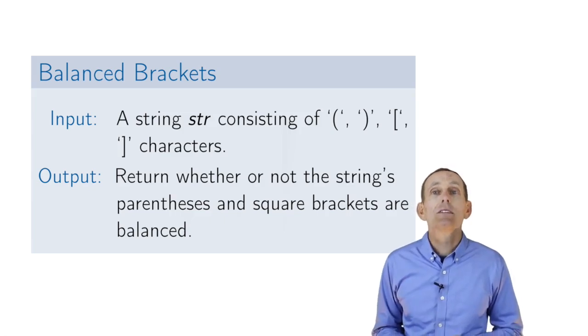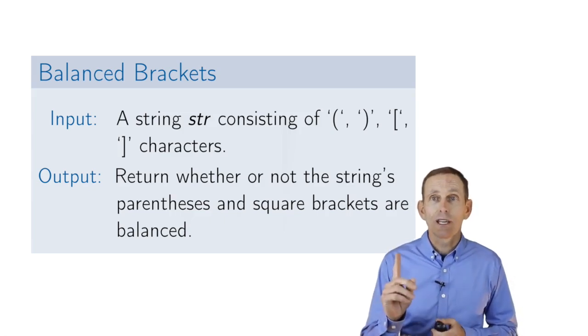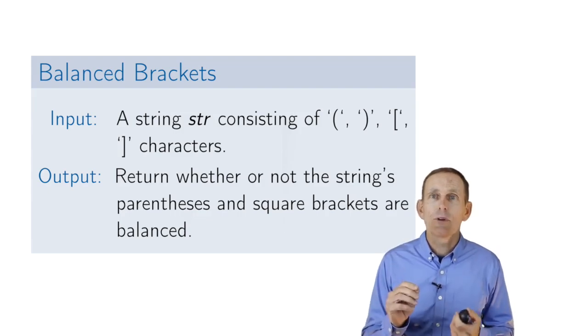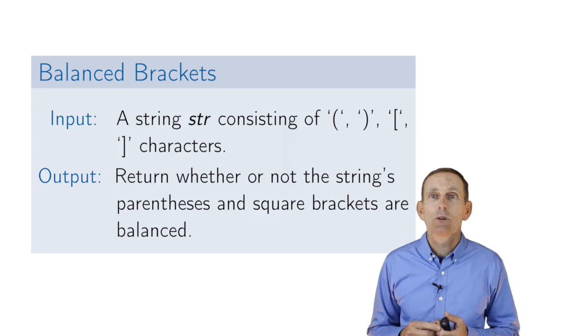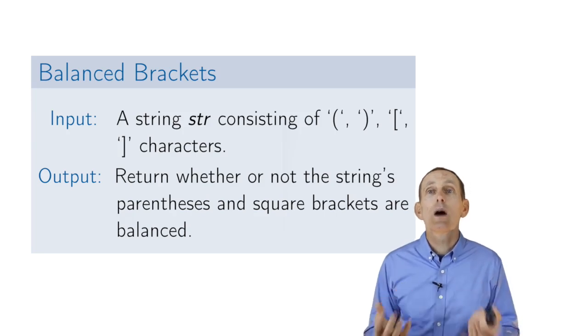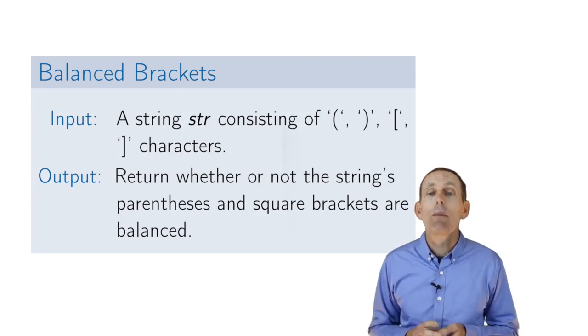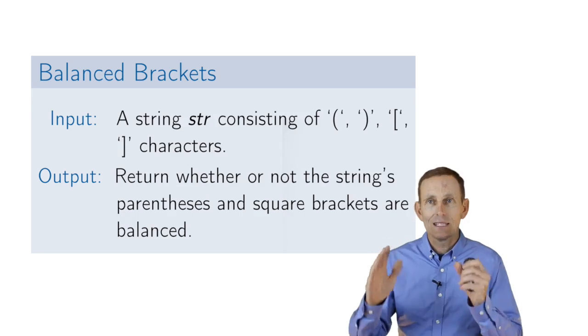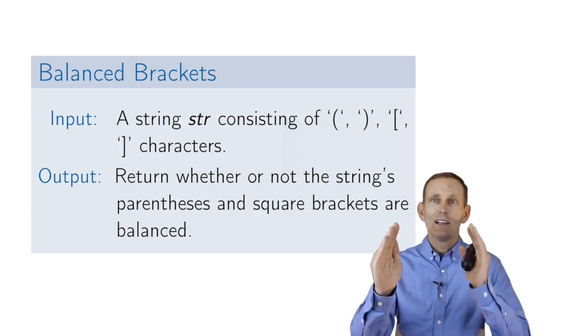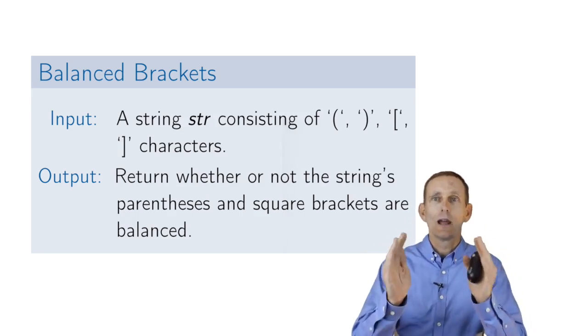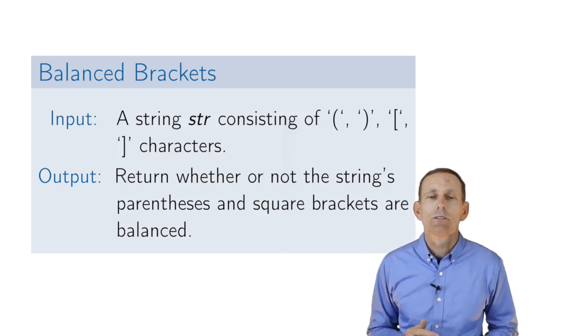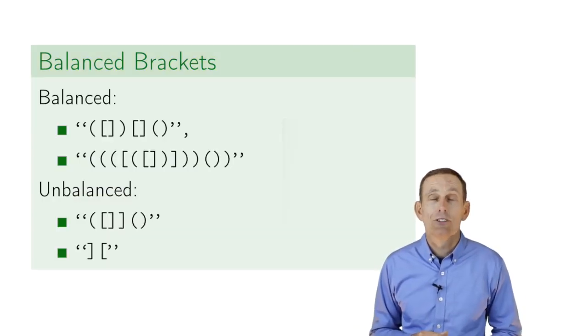So let's say we've got a balanced brackets problem. Here we have a string, and it has left parens, right parens, left square brackets, and right square brackets. And we want to return whether or not that string of parentheses and square brackets is balanced. Balanced meaning there's a matching left paren for every right paren, and they're in the right order, and they don't cross over.